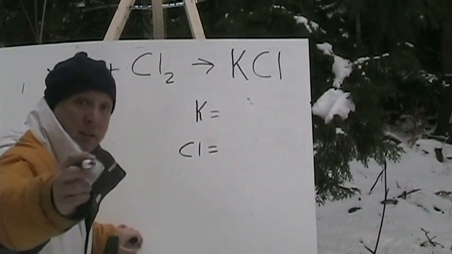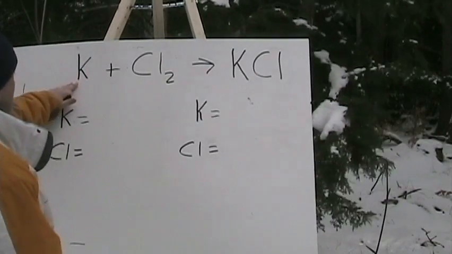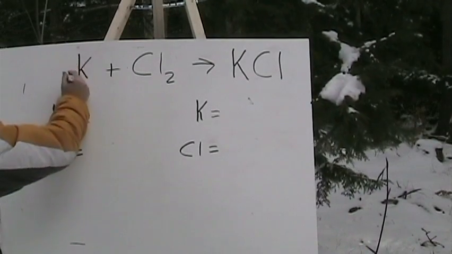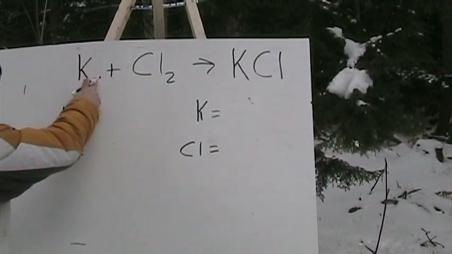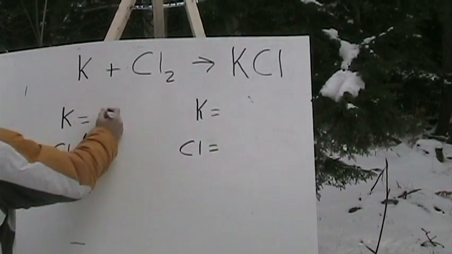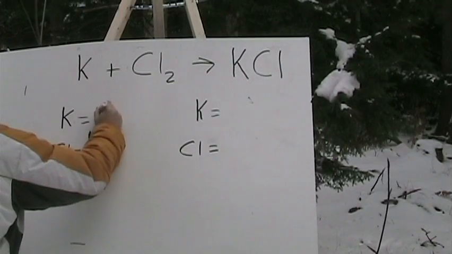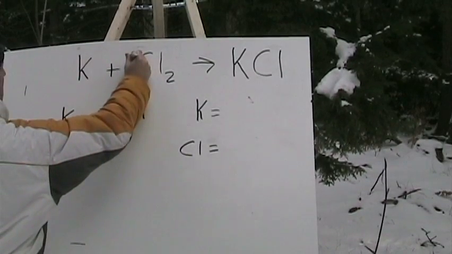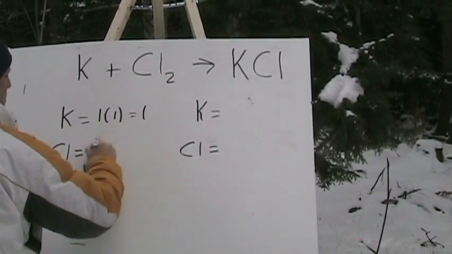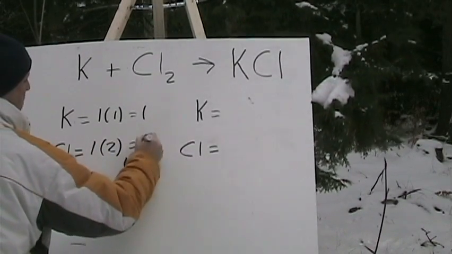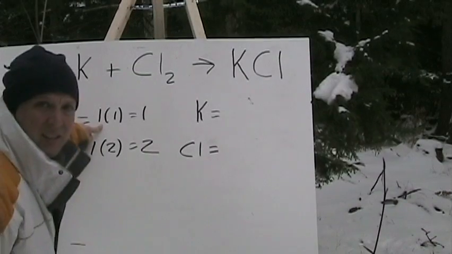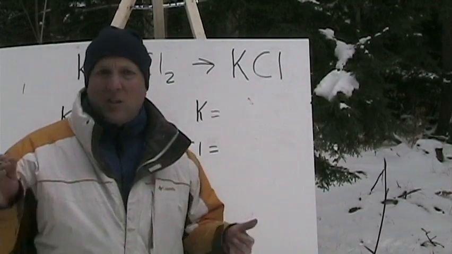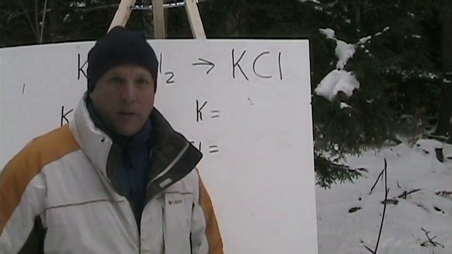Alright, the K's, potassiums. Here we have K, a coefficient of 1. Nothing listed there, so it's a coefficient of 1 and a subscript of 1. So what we're going to do is 1 times 1 equals 1. And chlorine is 1 times 2 equals 2. Please keep in mind the parentheses there. Those are for multiplication symbols, okay? I don't like using dots or X's to represent multiplication.